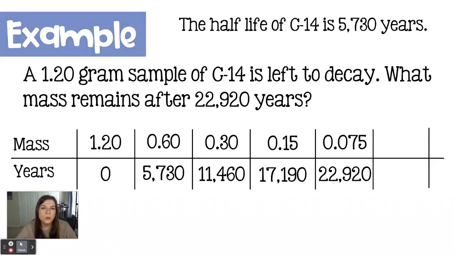One more half-life will bring us to the amount of time that the question asks about, which is 22,920 years. At that point, we would be left with 0.075 grams of the original sample. I really find that using this table method is the easiest way to do it. It keeps you very organized, and I just love it. I think it's the best way. I've done this a few times, and I've taught a lot of students. I think this is the easiest way to do it.